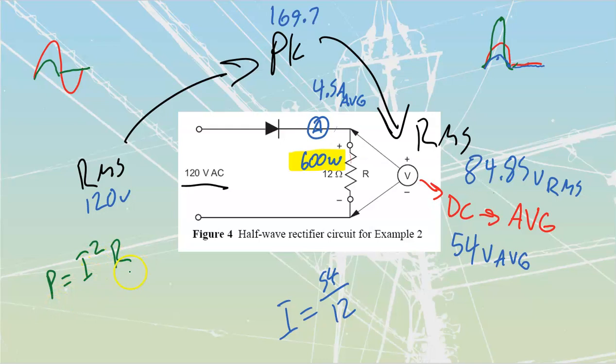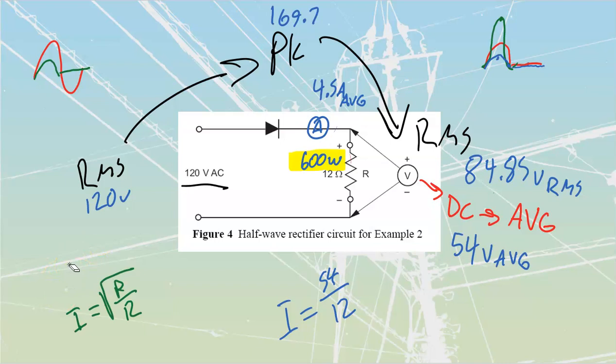So I'm going to rework this formula. We'll divide R over to this side, and then we'll take the square root of both sides, and that would isolate I on the one side. We end up with this formula that states that I is equal to the square root of my power divided by my resistance. That's just a rework of that formula over there.